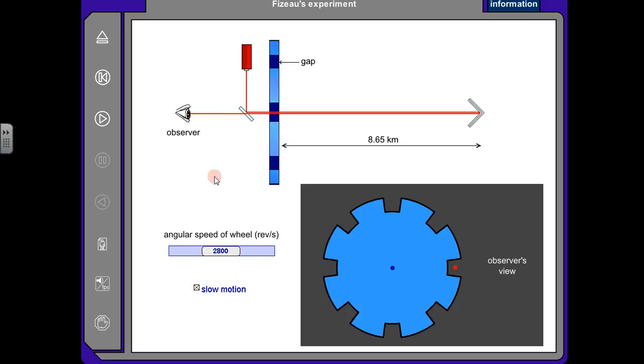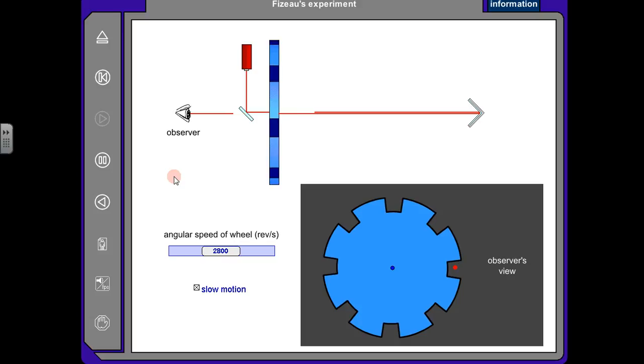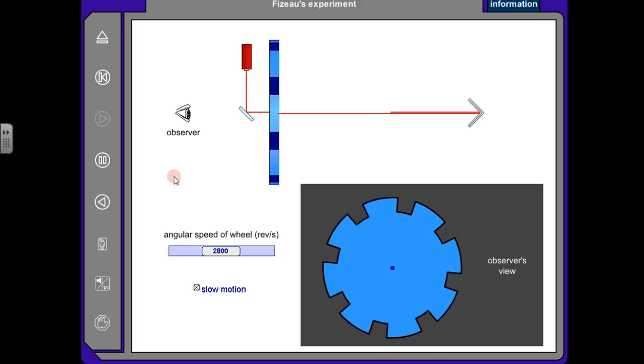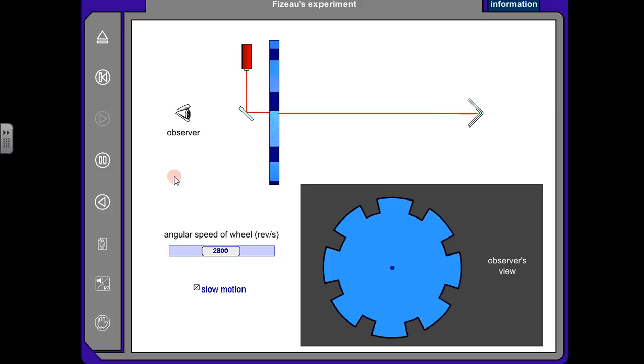And it says to start at 2800 revolutions per second. Okay, so I am there. So I'm going to start there, and we'll run the experiment at that speed. We look at the procedure, and it says I'm supposed to measure the length of the ray of light, and record my answer in B.